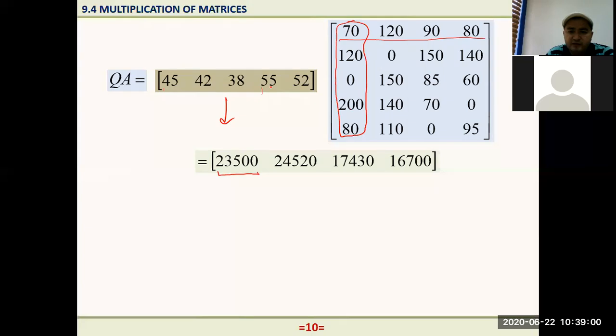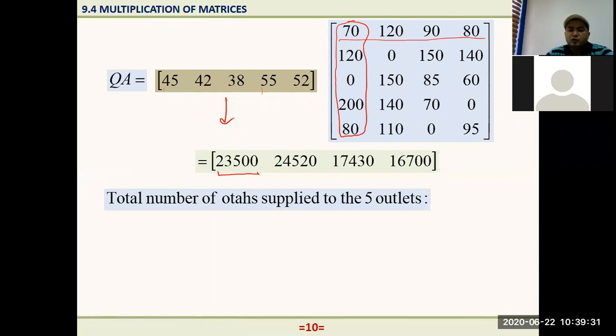They ordered 55 times. And the last one, if you just add them together, this times this, plus this times this, plus this times this, plus 200 times 55, plus 80 times 52, and add them up, the first entry. What is it? That is the total number of fish otas delivered to the outlets. In a similar way, total number of prawn otas, total number of squid otas, and total number of mixed seafood otas. Okay. All right, now the question is the total number of otas supplied to the 5 outlets.